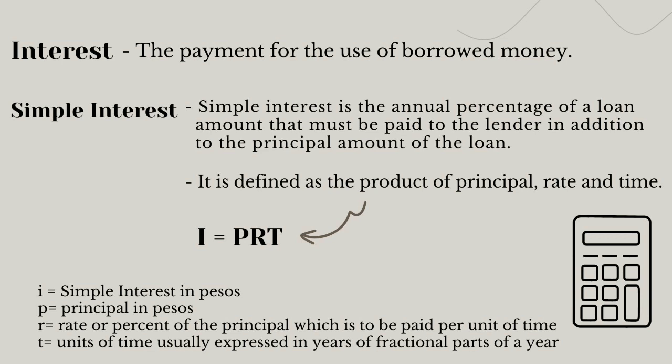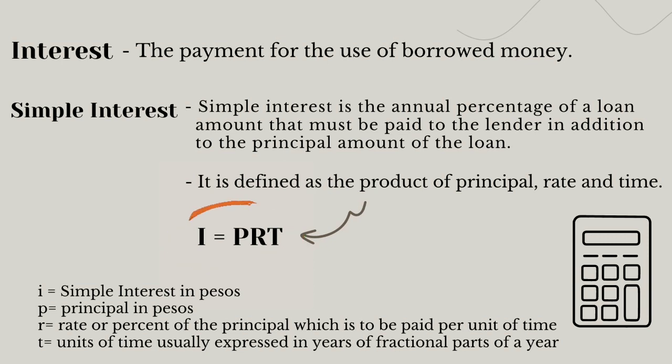And I know we are all familiar with the word interest. It is the payment for the use of borrowed money. And simple interest is the annual percentage of a loan amount that must be paid to the lender in addition to the principal amount of the loan, or it is defined as the product of principal, rate, and time. So this is the formula on how to solve simple interest.